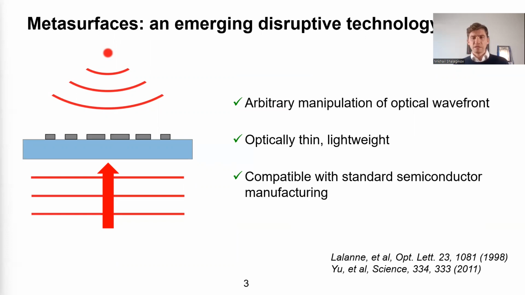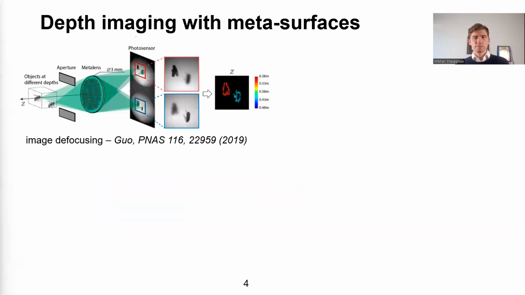What are the key benefits? The sub-wavelength nature of meta-atoms opens up additional degrees of freedom to manipulate electromagnetic fields. For instance, arbitrarily sculpture the optical wavefront. Then, these structures are optically thin, lightweight, offering a significantly smaller form factor. Additionally, depending on the choice of materials and fabrication methods, the metasurfaces can be mass-produced in existing semiconductor foundries.